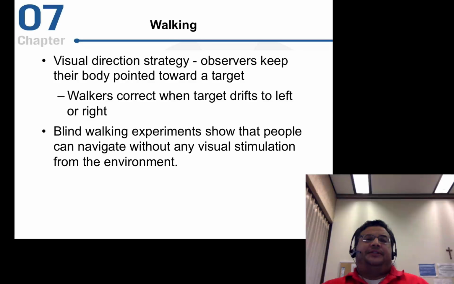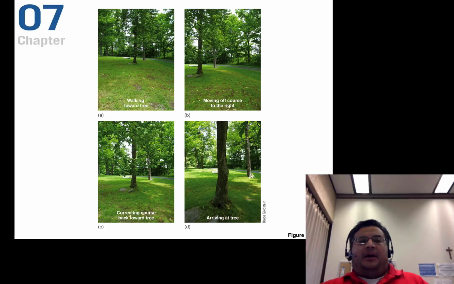You've noticed this, for example, if you're walking towards somebody and they're at a distance and they start moving, you orient your body and follow your target. It turns out that when people are blinded, if I were to put a blindfold on you, people are actually pretty good at guessing where they're at in an environment.